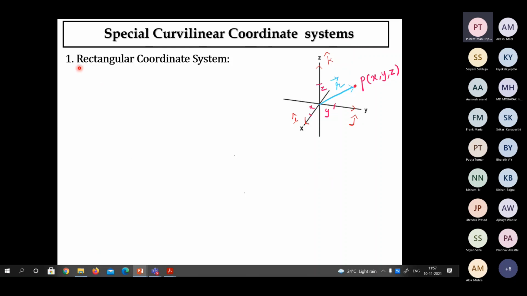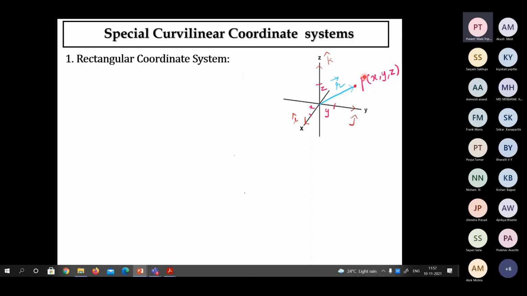The first one is the rectangular coordinate system. The rectangular coordinate system is nothing new. This is what we call the Cartesian system, or in simple terms, whatever coordinate system we use in general, that is the rectangular coordinate system. Any coordinate system is used to describe a point in space.